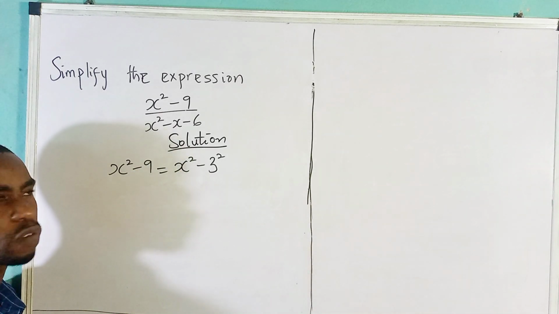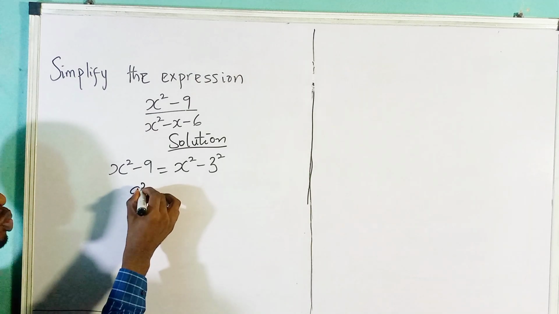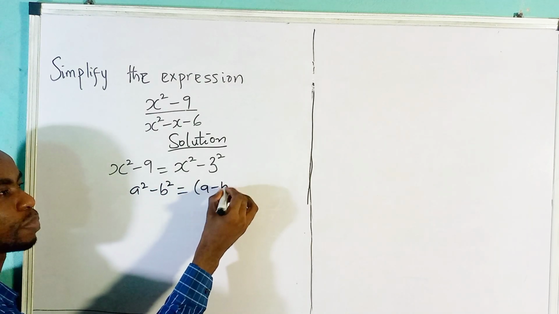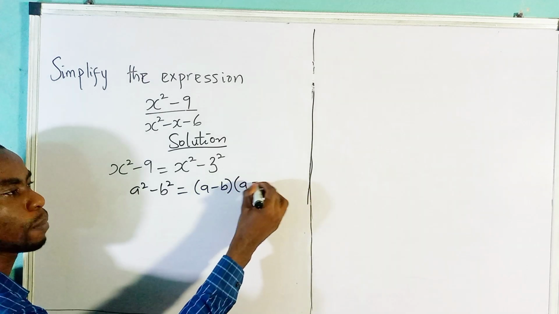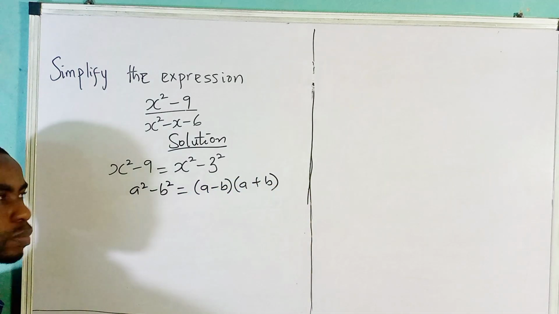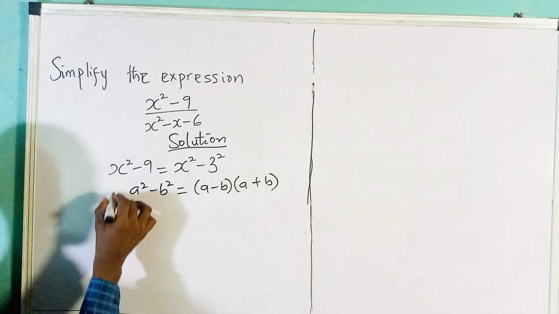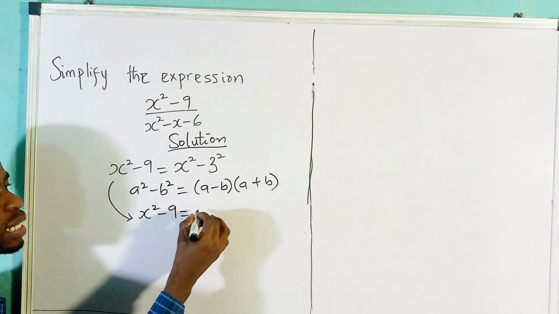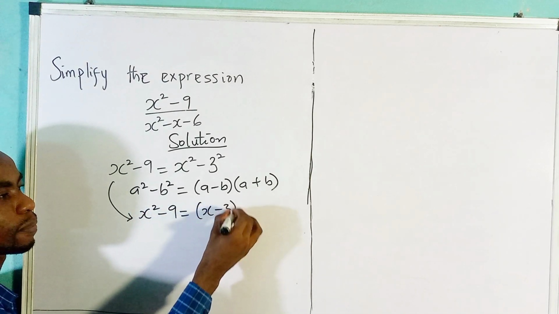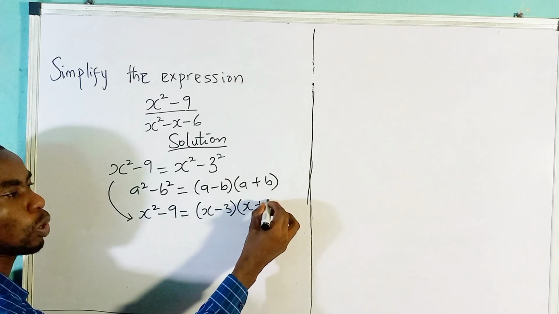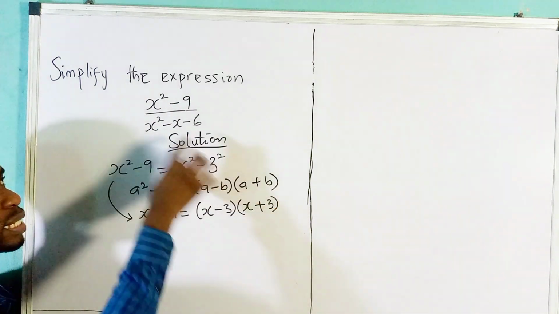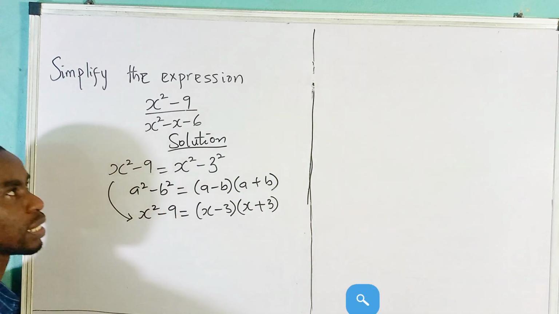And when you have a difference of two squares, for instance, a squared minus b squared, you can just write it as a minus b multiplying a plus b. All right, so it means that x squared minus 9 can be written as x minus 3 multiplying x plus 3. So when I come back here, that's what I will write instead of x squared minus 9.